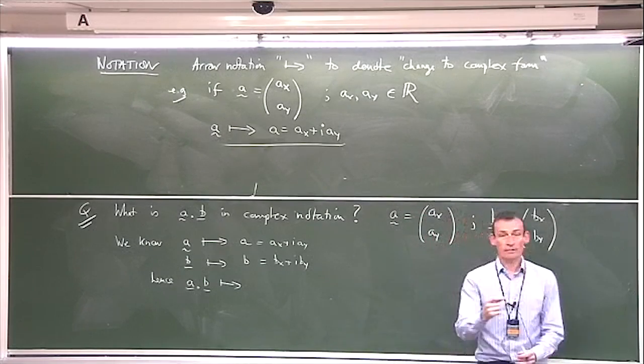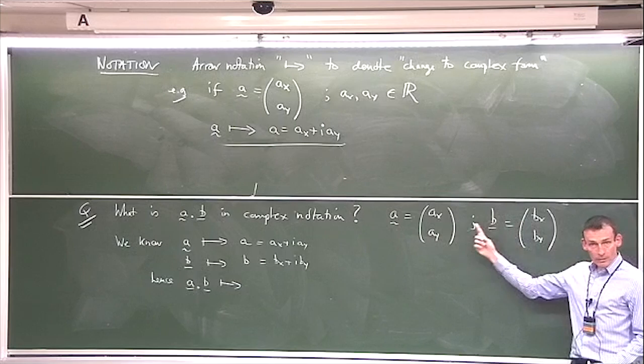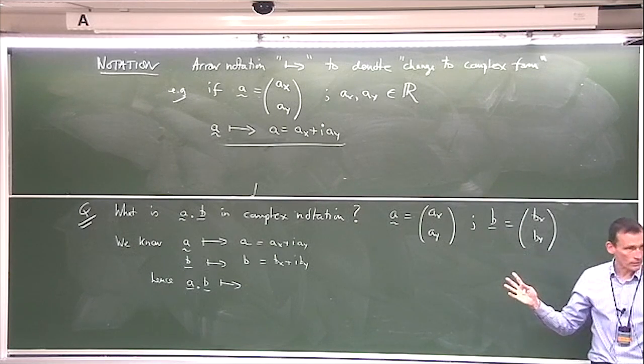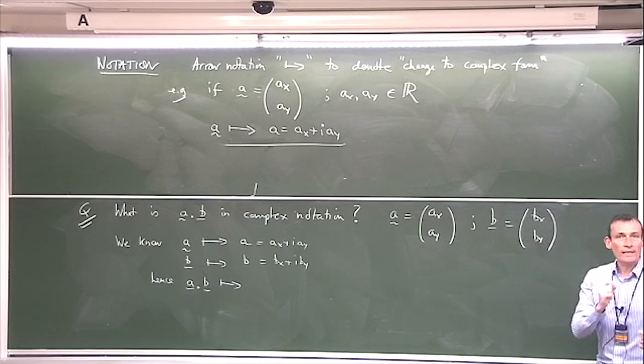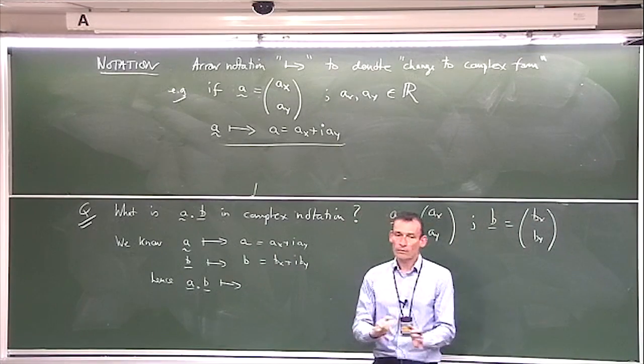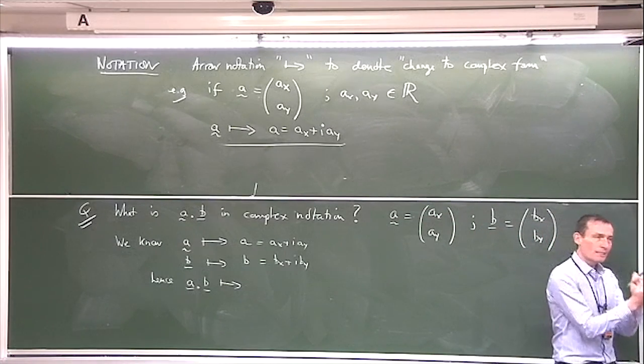What's the dot product in terms of the coordinates? You remember it's AX times BX plus AY times BY. That's the dot product of two vectors. How do I write that in terms of little a and little b without the underline? So these are complex numbers there. You need to extract the dot product.